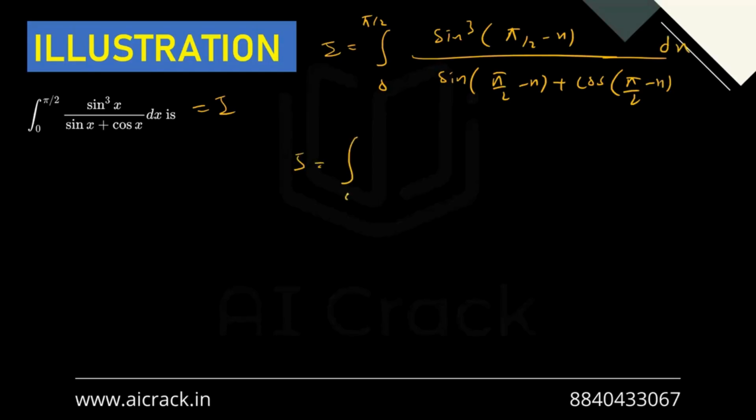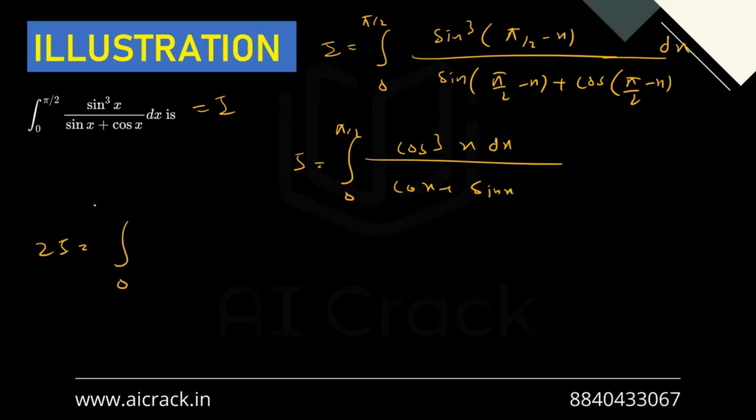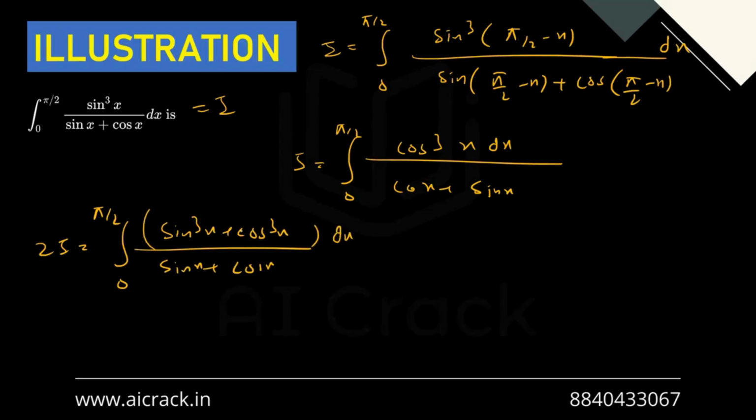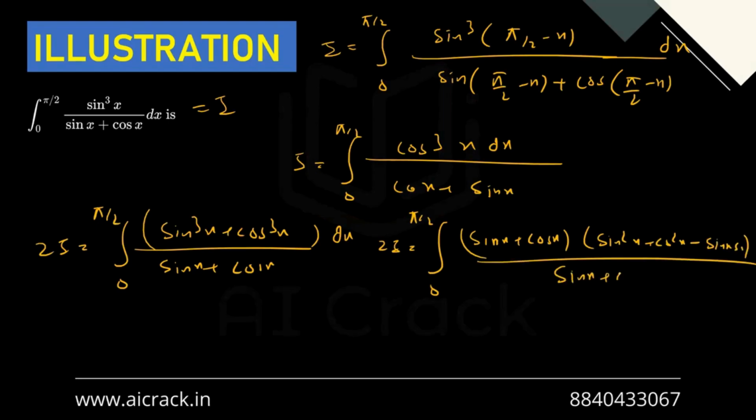So this becomes I equals the integral from 0 to pi by 2. This is nothing but cos cube x dx divided by cos x plus sin x. If we add both of them, we'll be getting 2I equals the integral from 0 to pi by 2 of sin cube x plus cos cube x divided by sin x plus cos x, right? Now we can use a cube plus b cube over here. So this would become 2I equals the integral from 0 to pi by 2. This is nothing but sin x plus cos x multiplied by sin square x plus cos square x minus sin x cos x, divided by sin x plus cos x.